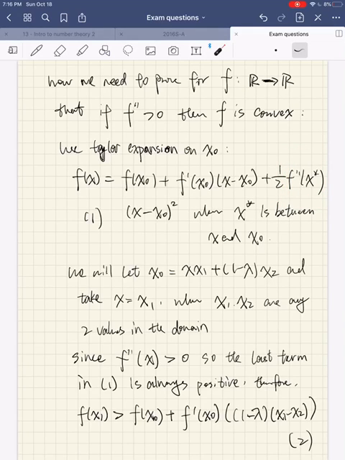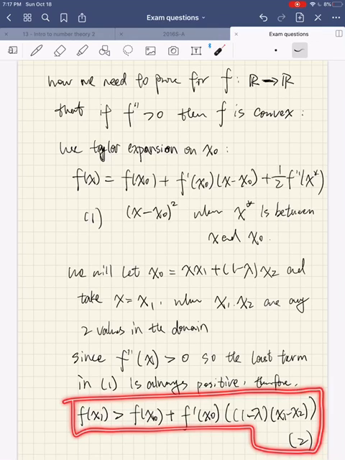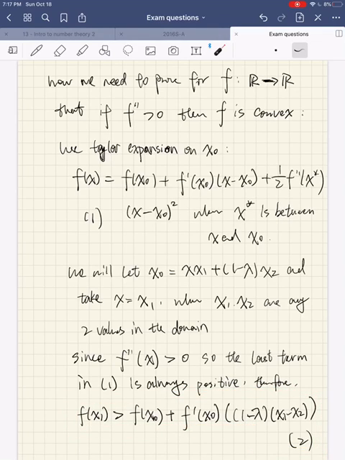So in this case, we'll take x0 as this term, lambda times x1 plus 1 minus lambda times x2, which is the point we want to prove is convex, as the middle point between x1 and x2. And first, we'll take x equals x1. Therefore, we'll get this equation right here. We'll just plug everything back in there, and we'll get this equation.